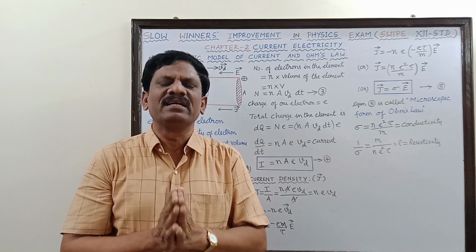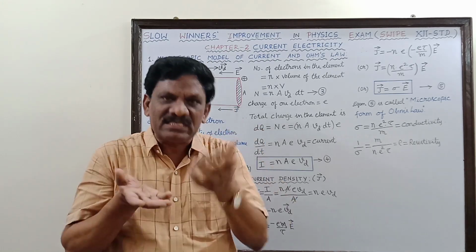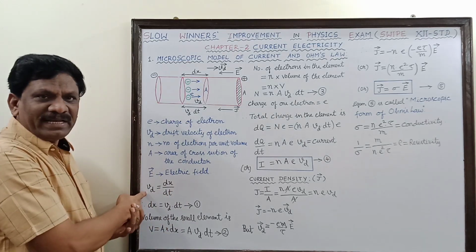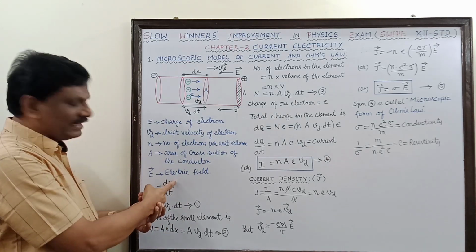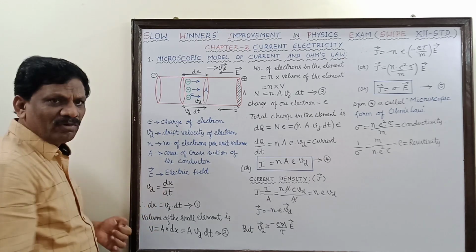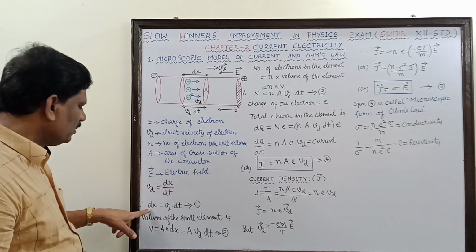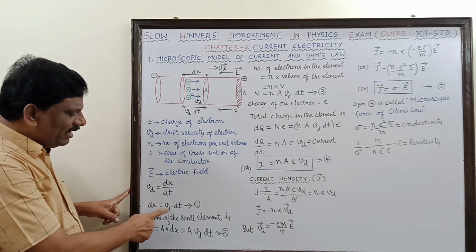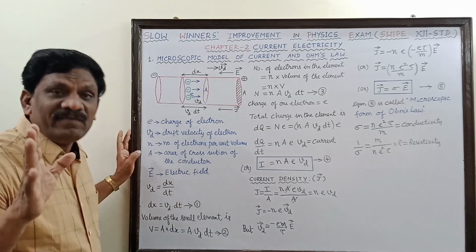Remember the first step, that is the starting clue for you. So, the magnitude of the velocity is equal to distance dx divided by a small time dt. Therefore, what is dx equal to? Shift this dt to the left side. So, Vd · dt. Always keep it in mind.